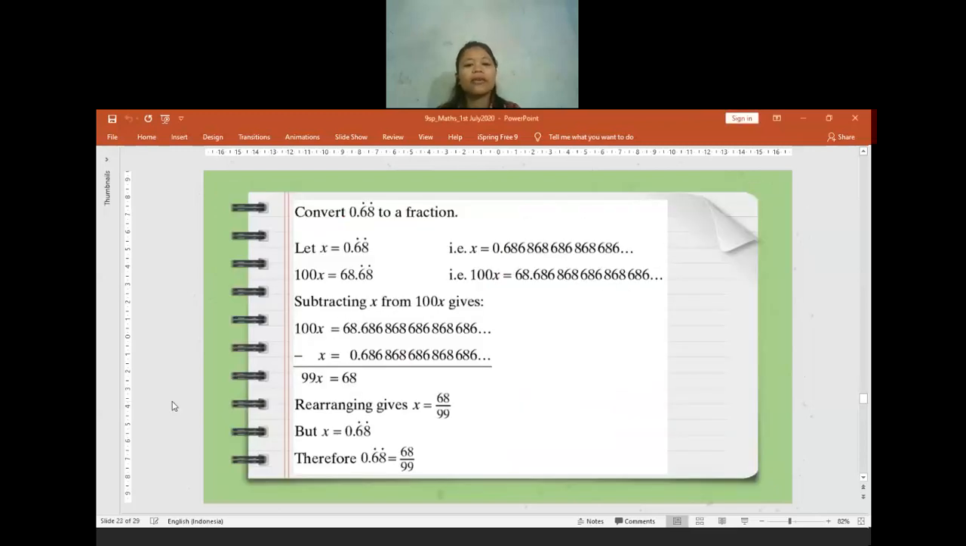This is the other example. Now I have two digits that are repeating, so it means the 0 will be 2. That's why I need to find the 100x, not 10x. The x will always equal the question given. The question given is 0.6x.